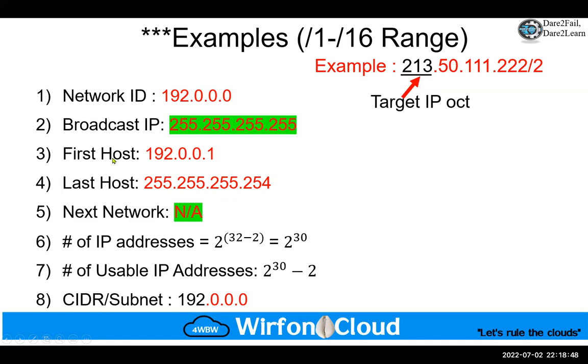And we have the first host, which is the network ID. We had 192, then 256. So we have 192.0.0.0, and the first host becomes the network ID plus 1. So that's how we'll go ahead solving this attribute in this particular example. Note we do not have a next network.